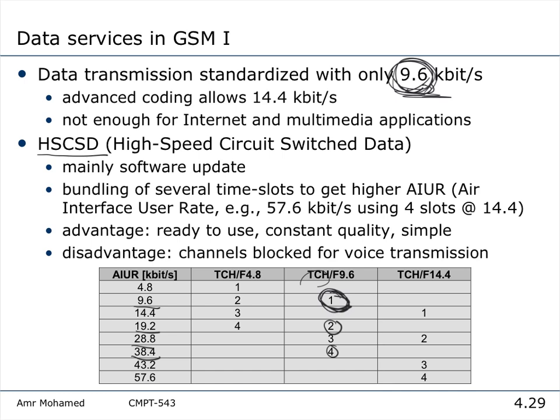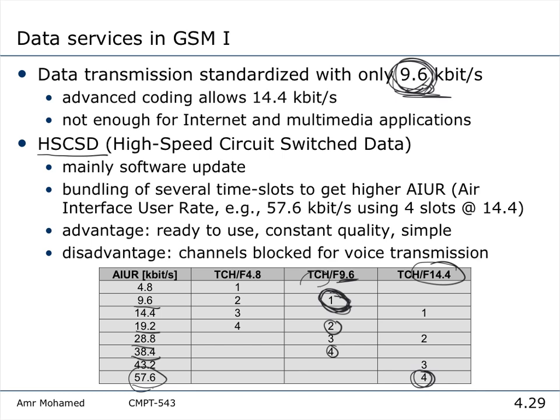Okay, so in order to create some different data rates, they try to increase that data rate from 9.6 all the way to 57.6. And that's done by assigning 4 time slots to the mobile station, okay? But these 4 time slots are assigned on physical channels that each one has 14.4 kilobits per second.